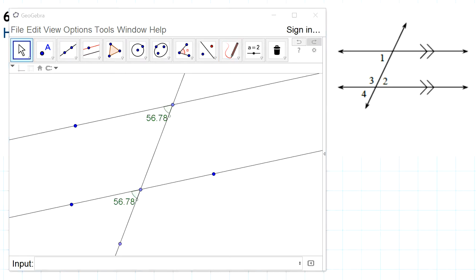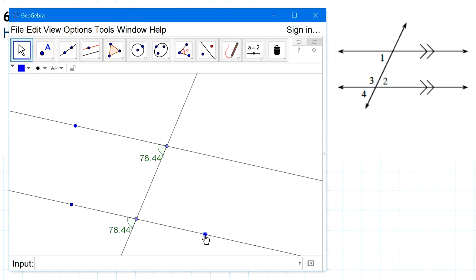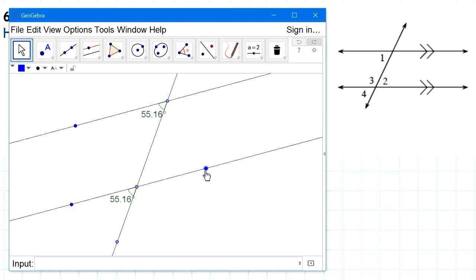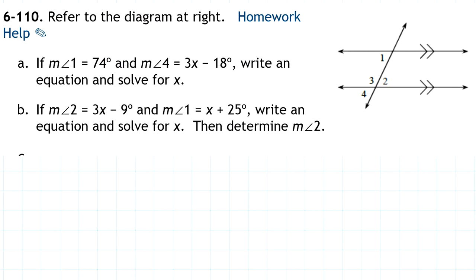One of the things I can ask GeoGebra to do is measure angles, and you can see I've asked it to measure the angles in positions 1 and 2. You can see they're both currently 56.78 degrees, and as I move these points, things change a lot. Those angles are moving all over the place, but they're always in agreement with each other. So anytime we have corresponding angles, they're going to have the exact same measurement.